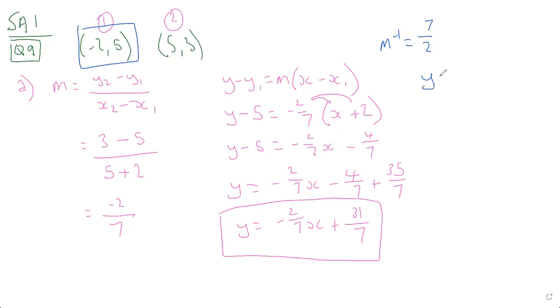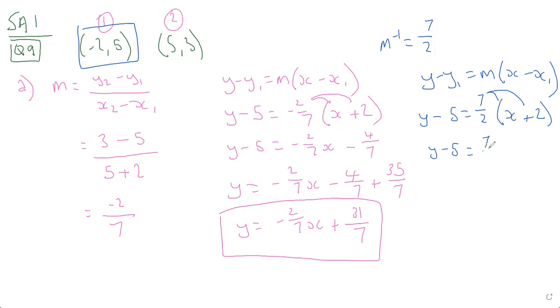So I'm going to use exactly the same equation, but my slope is different now. So y minus y1, which is still 5, equals 7 over 2 times x minus x1. So it's a plus because it's minus negative 2. Then I'm going to distribute. So y minus 5 is 7/2 x plus 14/2. Now that's just 7, isn't it? 14 divided by 2 is 7. So let's just write 7.